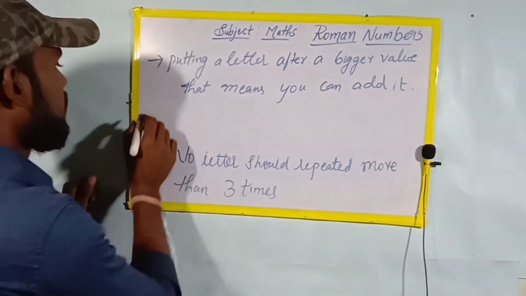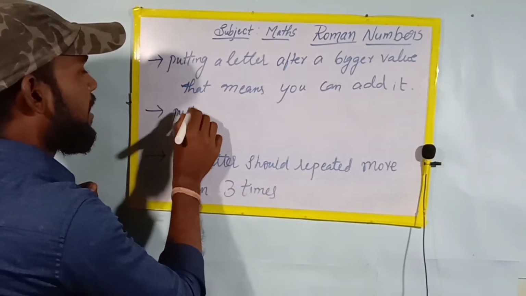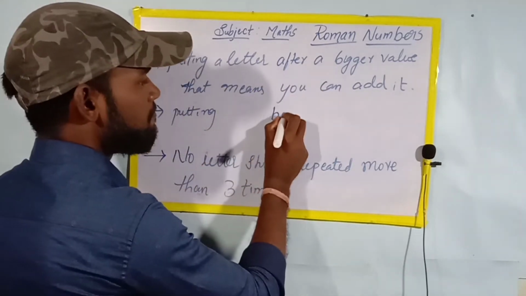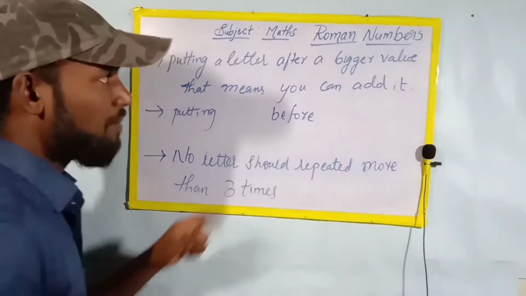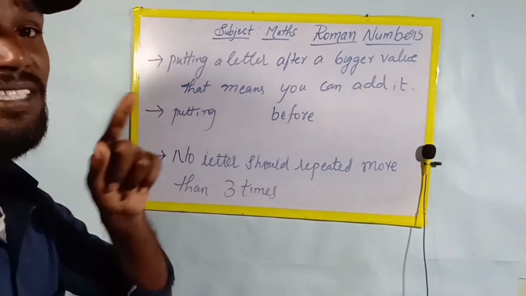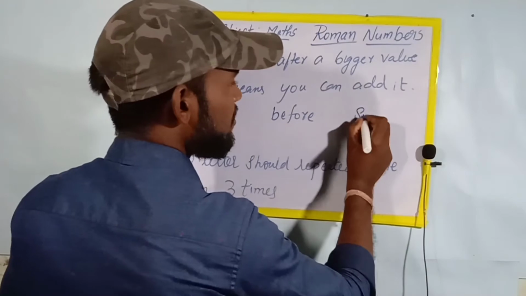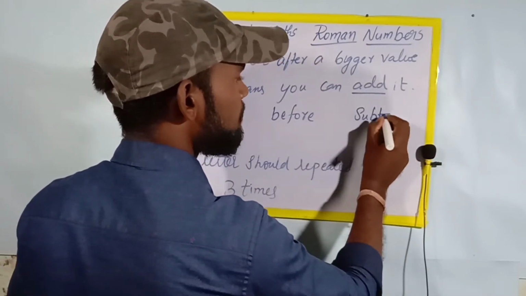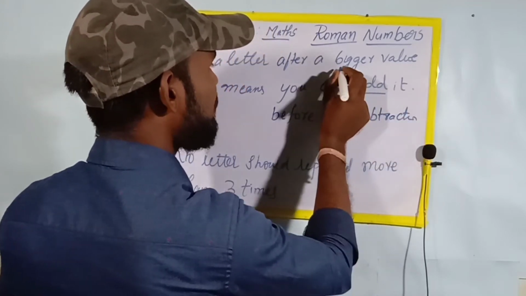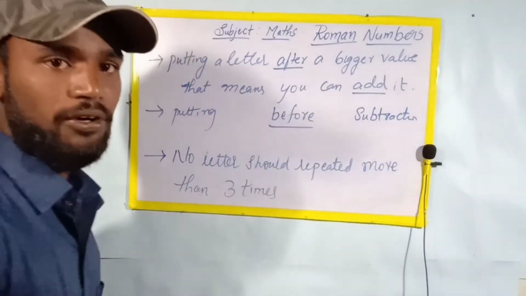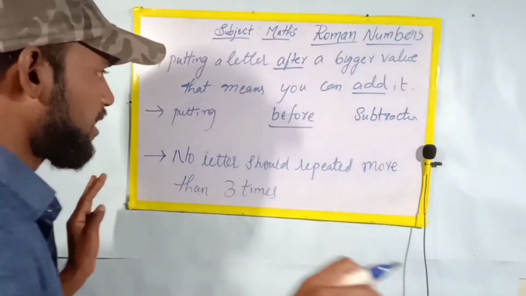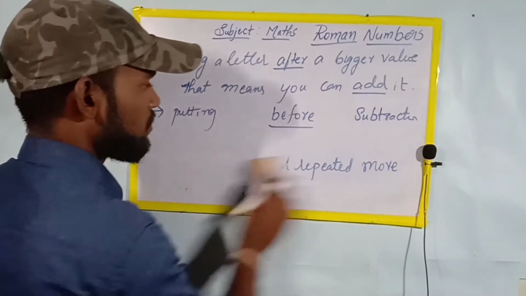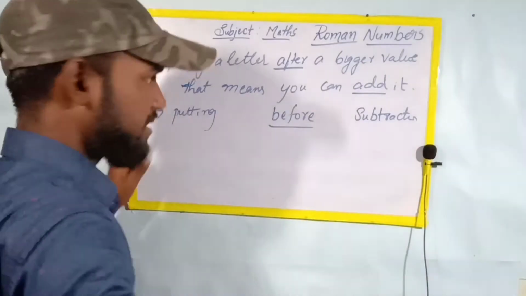Okay, now putting a letter before a bigger value. Putting a letter before a bigger value, that means you can subtract. See here, instead of addition, subtraction. So here instead of after, here before. Okay, before, after. I will explain you clearly, don't worry about this. These are the rules. Okay, now we are moving to the explanation of these too.